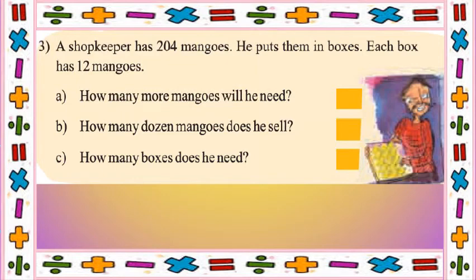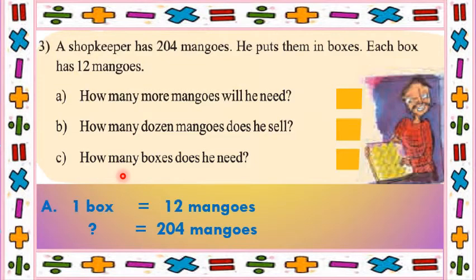Third question, a shopkeeper has 204 mangoes. He puts them in boxes. Each box has 12 mangoes. Option A, how many mangoes will he need? B, how many dozen mangoes does he sell? And C is how many boxes does he need? Now it is given that one box contains 12 mangoes. So how many boxes will contain 204 mangoes? So option C, that is how many boxes does he need, matches the best. So the answer is option C. Put a tick mark.